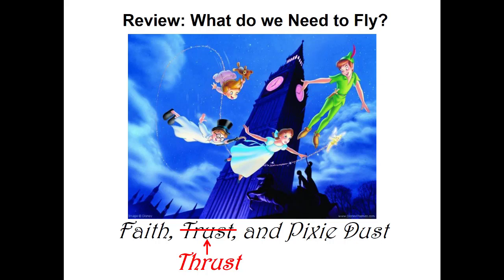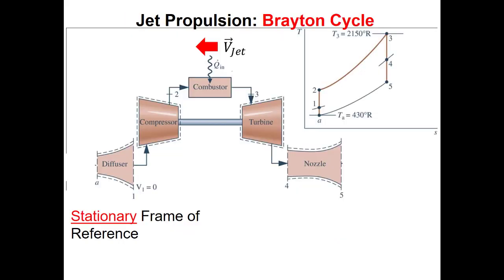So last class we asked the question, what do we need to fly? And it turns out that for a turbojet engine, what we want is thrust, because thrust lets the wing on an airplane cut through the air in a way that gives us lift. And lift is what keeps that plane up in the air. So we started to talk about these Brayton cycles.